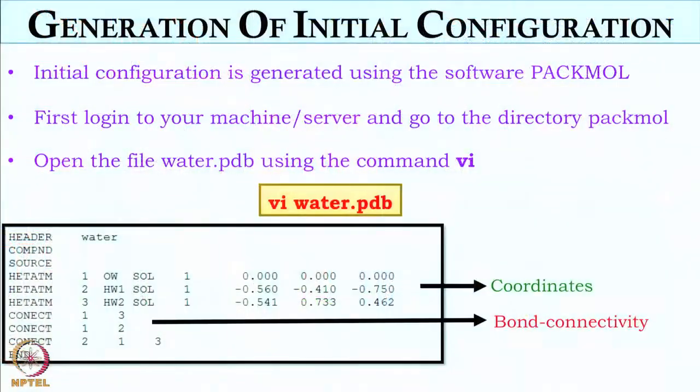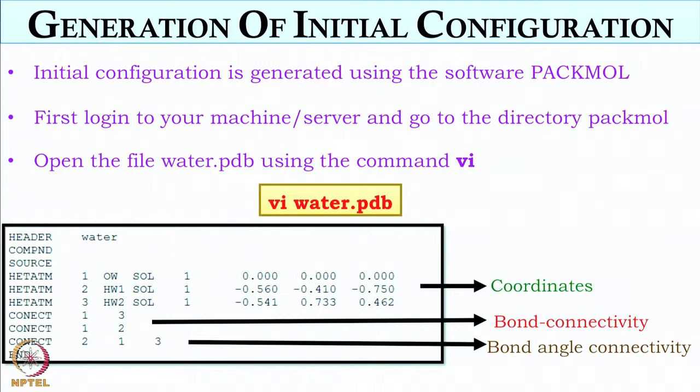And what are the next lines? We have 1, 2, 3. CONECT 1, 3 means that the bond between oxygen and hydrogen is connected. 1 and 3, and 1 and 2. So that is the bond connectivity which is represented. And the last line, CONECT 2, 1, 3, is a bond angle connectivity. So that means you don't have to give the actual bond angle.